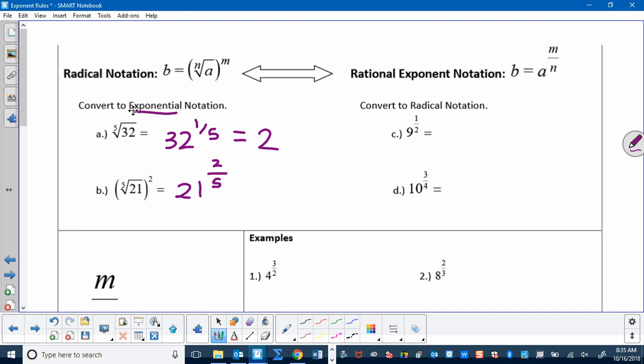21 to the 2/5 power. Does that have an answer that you know right now? Do any of your exponents that you know equal 21 ever? No. Okay, so that is exponential notation. That would be your final answer.